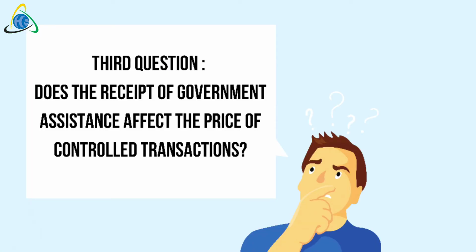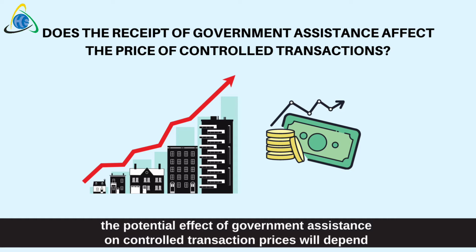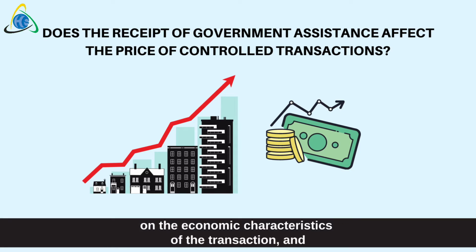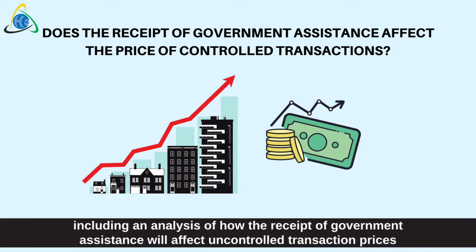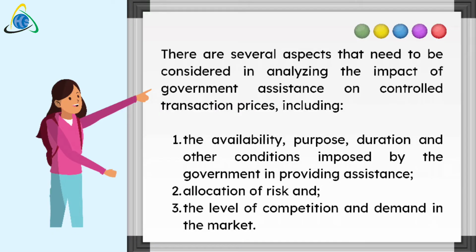Third question: does the receipt of government assistance affect the price of controlled transactions? The potential effect of government assistance on controlled transaction prices will depend on the economic characteristics of the transaction and the accuracy of the transaction and the comparability analysis according to the arm's length principle. This includes an analysis of how the receipt of government assistance will affect uncontrolled transaction prices. There are several aspects that need to be considered in analyzing the impact of government assistance on controlled transaction prices, including the availability, purpose, duration, and other conditions imposed by the government in providing assistance. Second, allocation of risk. And third, the level of competition and demand in the market.